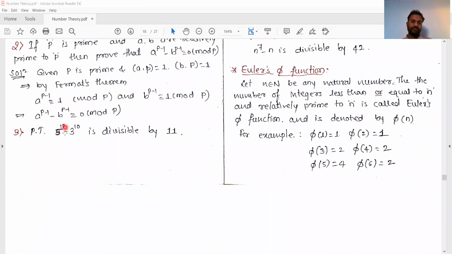So 5 raised to 11 minus 1, that is 5 raised to 10, is congruent to 1 mod 11. And similarly 3 raised to 11 minus 1 is 10. 3 raised to 10 is congruent to 1 mod 11. So subtracting both the equations, we are getting 5 raised to 10 minus 3 raised to 10 is congruent to 0 mod 11.